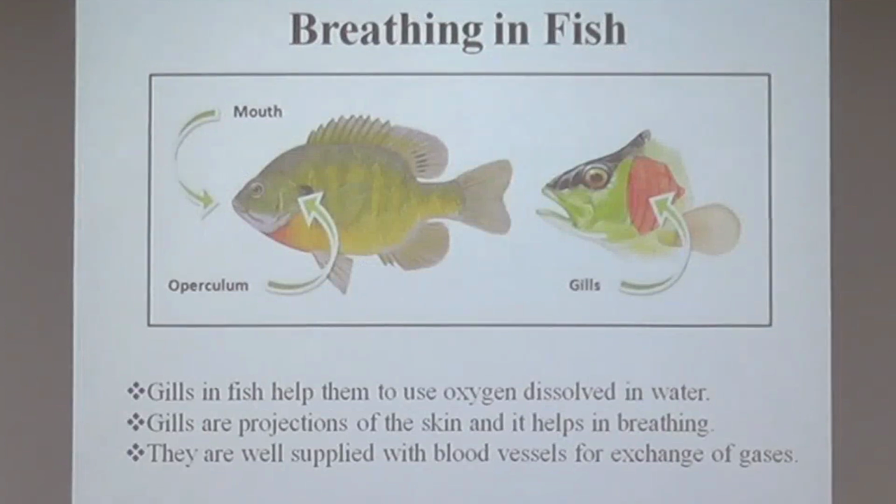Breathing in fish. Gills in the fish help them to use oxygen dissolved in water. Gills are projections of the skin and they help in breathing. They are well supplied with blood vessels for exchange of gases.